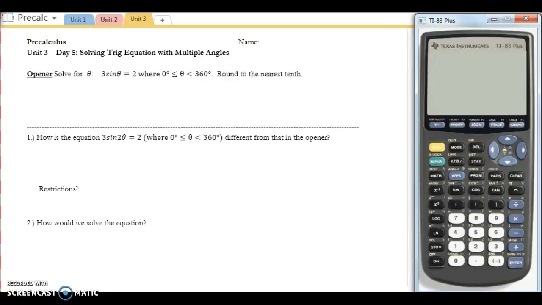Hello. Today we're going to learn how to solve more complicated trig equations than we have before, but we'll start with one that you should be used to. Solve for theta, where 3 times the sine of theta equals 2, where theta is between 0 degrees and 360 degrees, round to the nearest tenth.